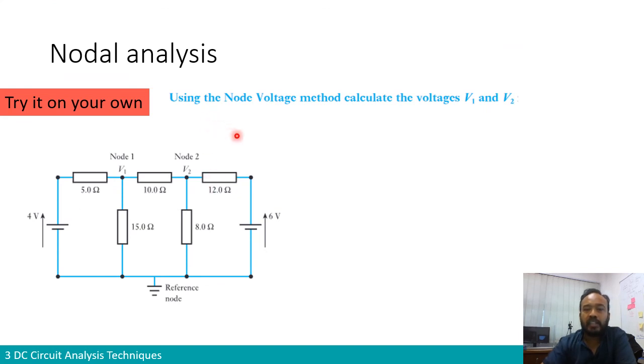Again, like in mesh analysis, to test your understanding, I suggest you do this exercise. You have a bit more complex circuit. You are given a reference node already. You have 3 loops in this circuit. We would like to find the node voltages V1 and V2. Using the node voltage or nodal analysis method, calculate the voltage at nodes V1 and V2. What we mean by node voltage V1 and V2 is the voltage between V1 and the reference, and V2 and the reference. So please try to do this.